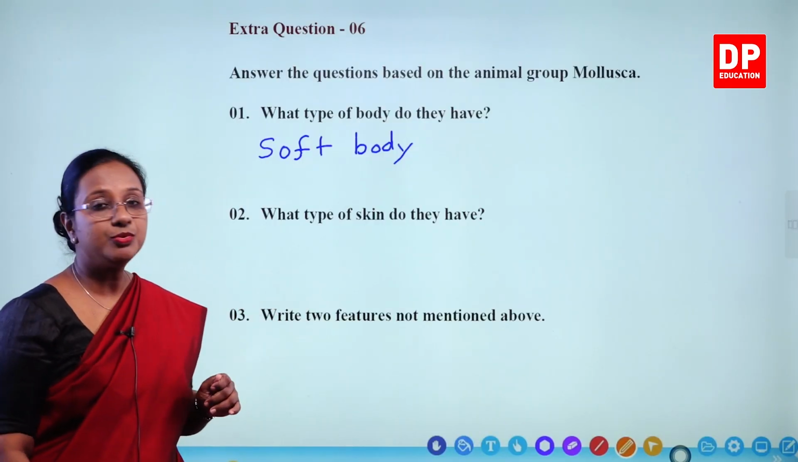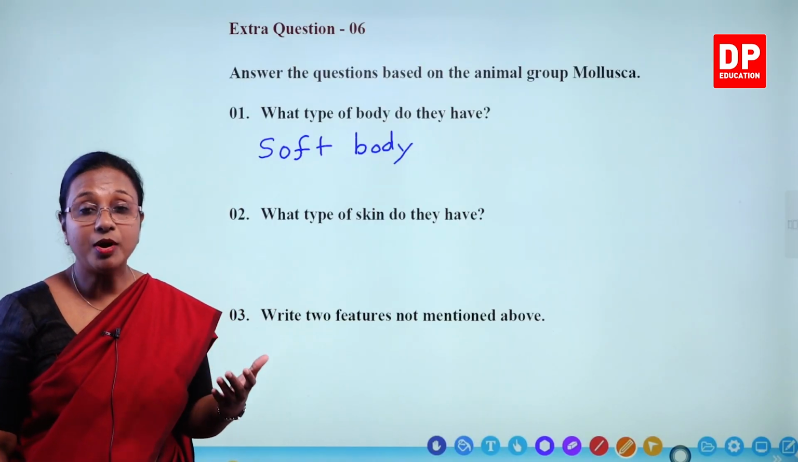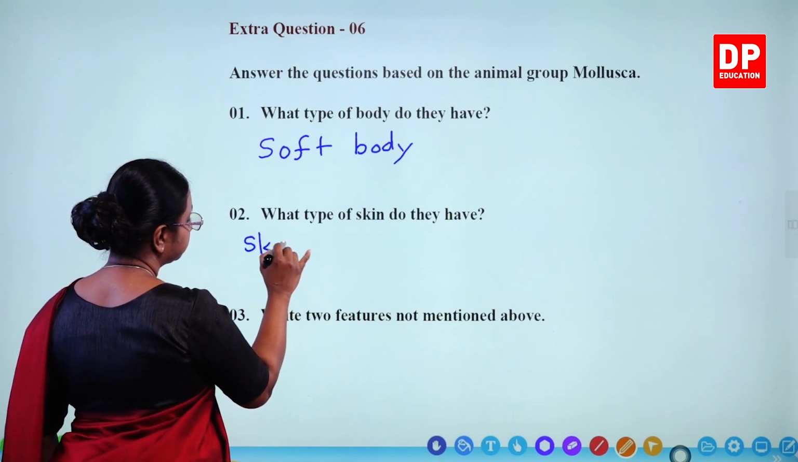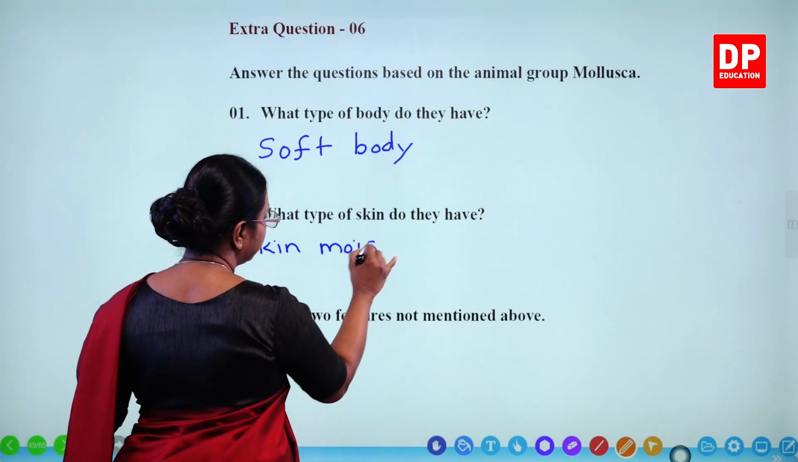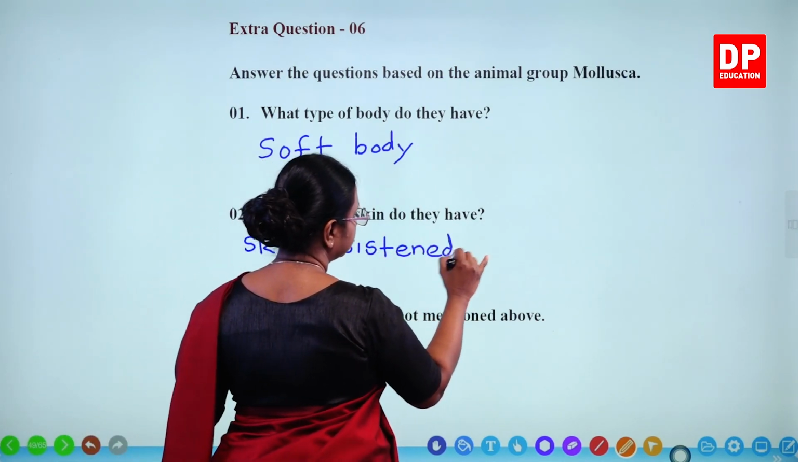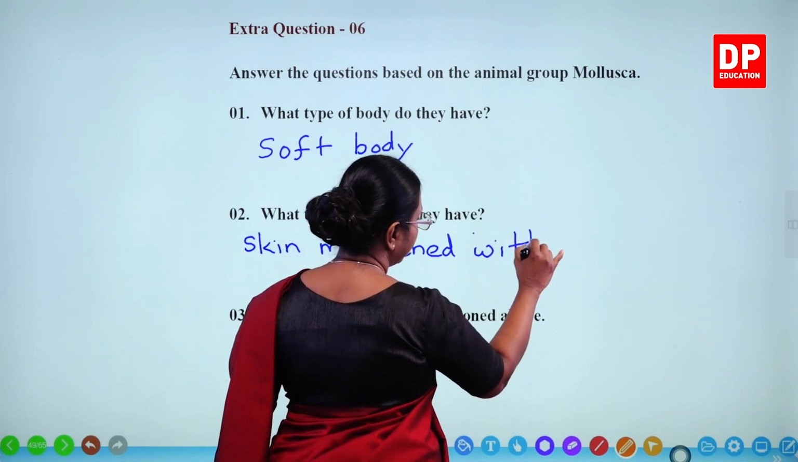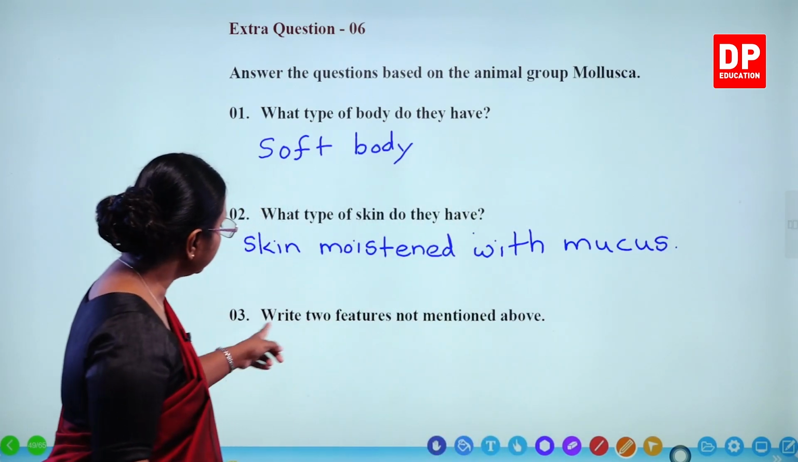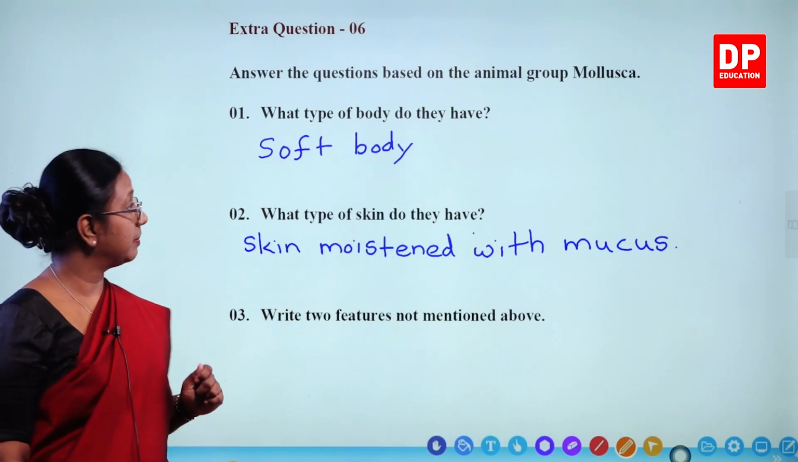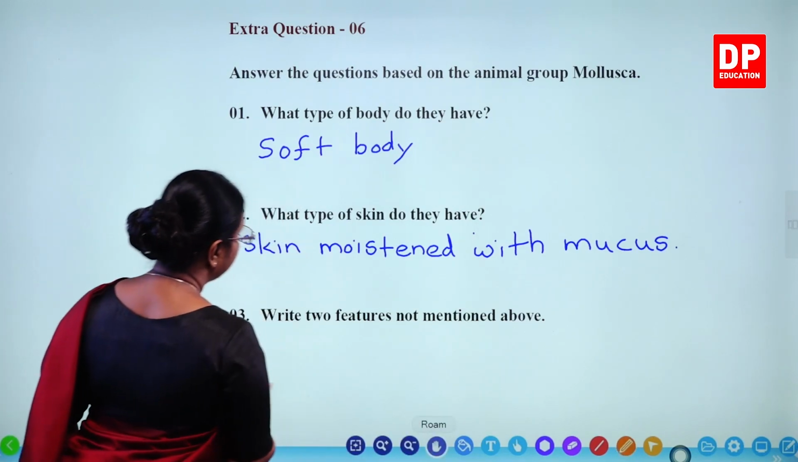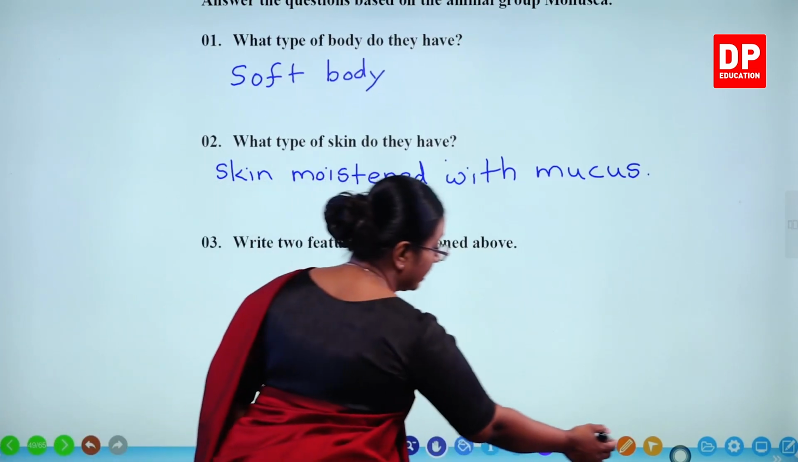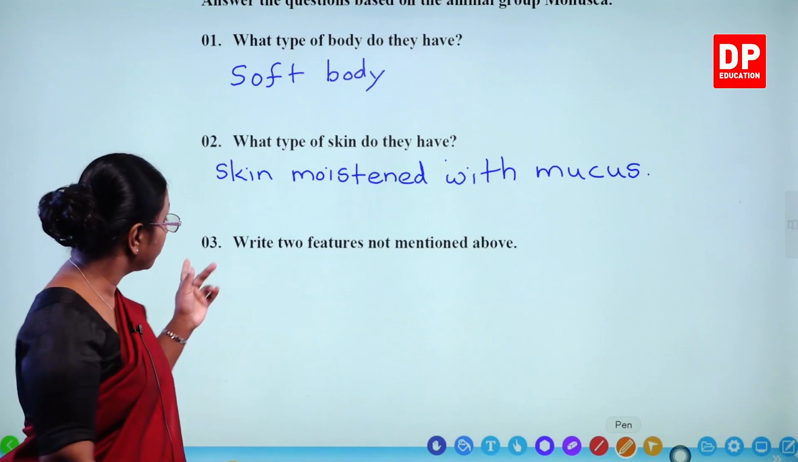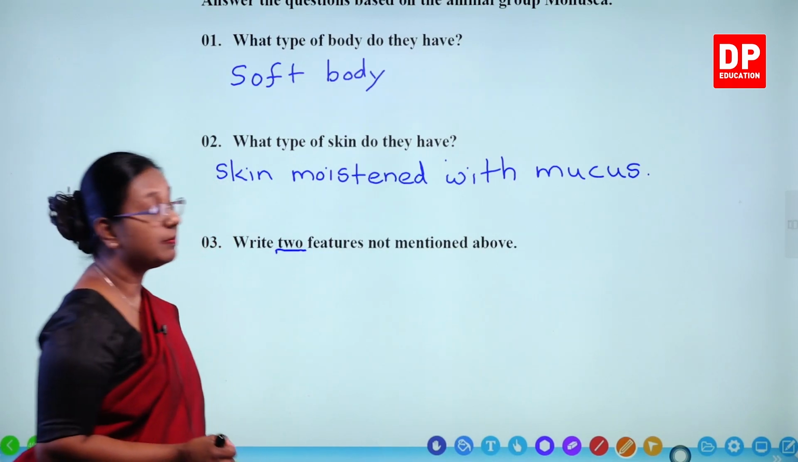What type of skin do they have? They have skin moistened with mucus. So here you can say skin moistened with mucus. Then write 2 features not mentioned above. So we have already said they have a very soft body and their skin is moistened with mucus. So write 2 features not mentioned above.